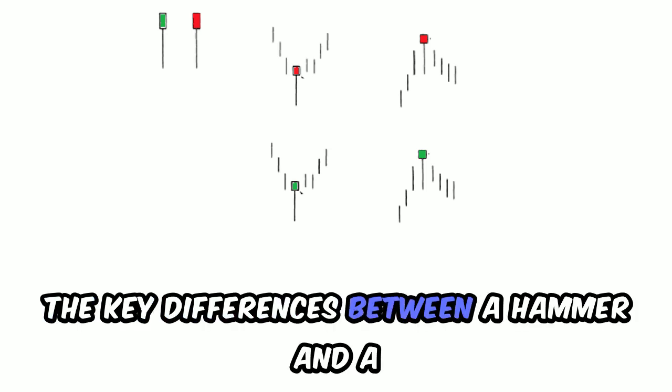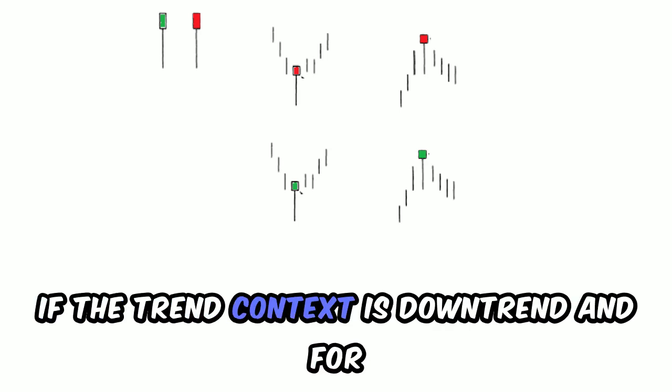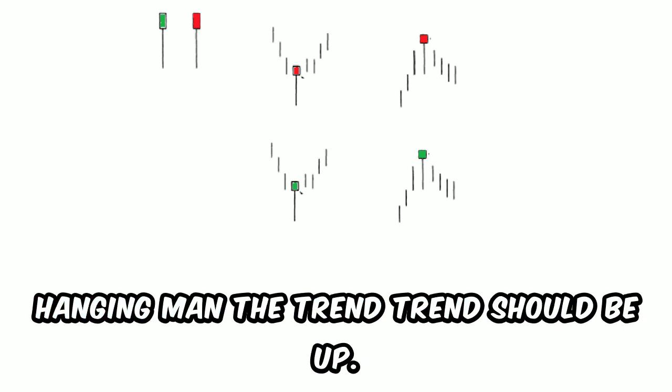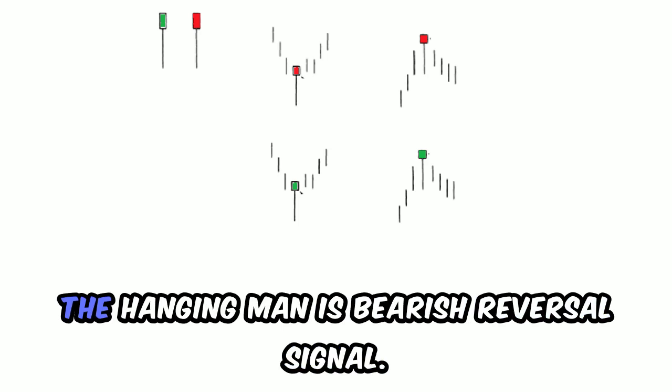The key difference between a hammer and a hanging man is that a hammer is significant if the trend context is downtrend, and for hanging man the trend should be up. A hammer is a bullish reversal signal, whereas the hanging man is a bearish reversal signal.